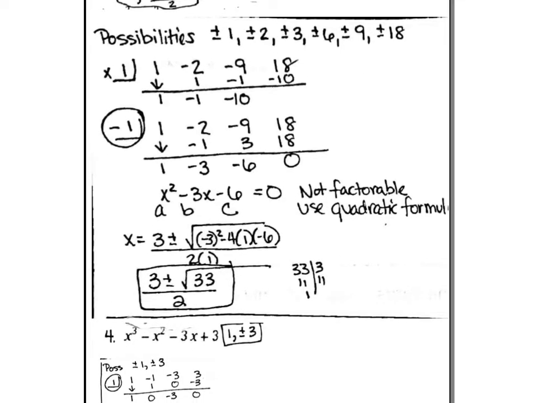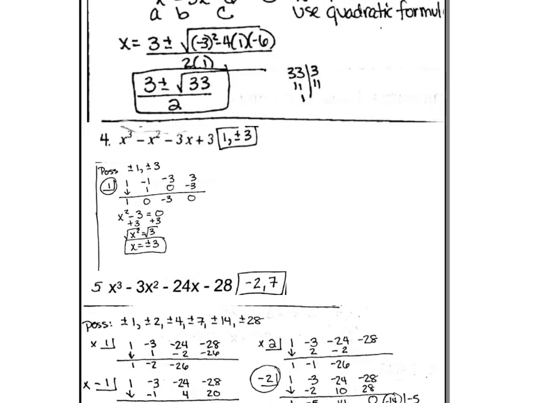And again, remember the inside part. You can type this directly into your calculator. It gave us a 33 because the negative here and the negative here turned into a positive. The 33 can't be broken down any smaller, so it stays 33. And then you just leave it as 3 plus or minus the square root of 33 over 2.